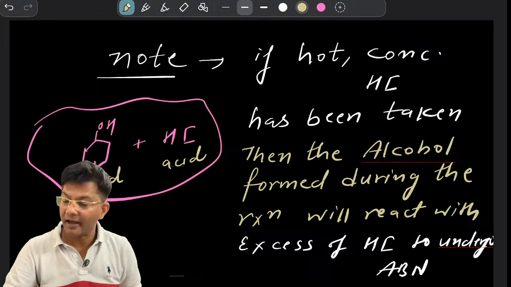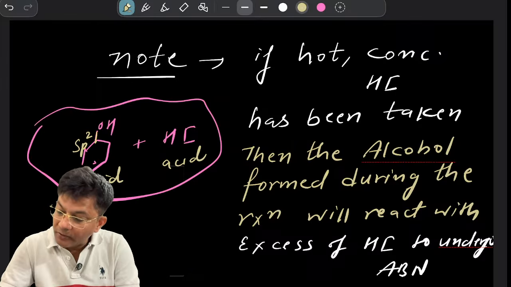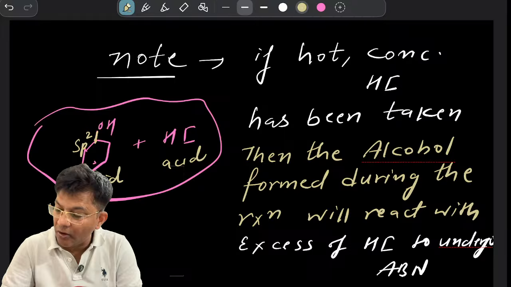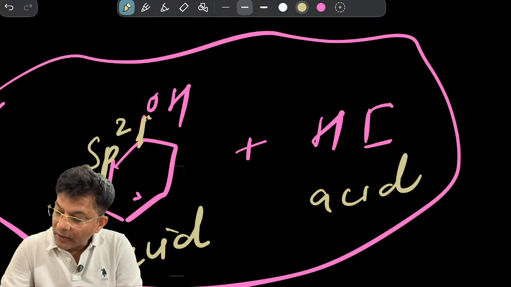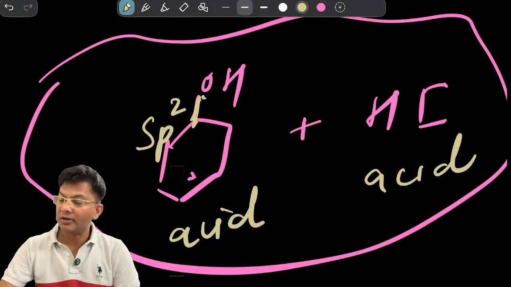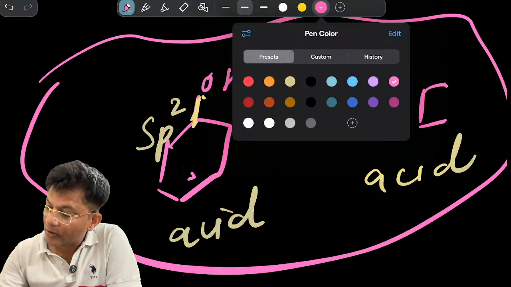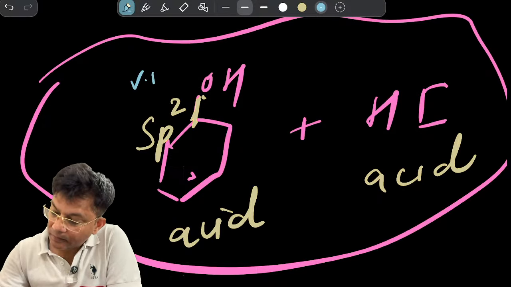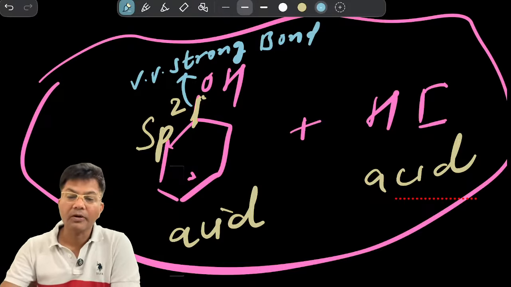The second thing is that this is sp2 hybridized carbon. So this bond is very, very stable bond, strong bond. So its single bond is having partial double bond character. So cleavage will not take place. This bond is very, very strong, so it will not break, right, kids? These are the two reasons.